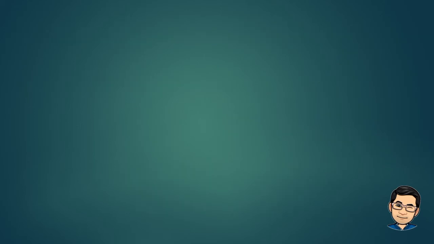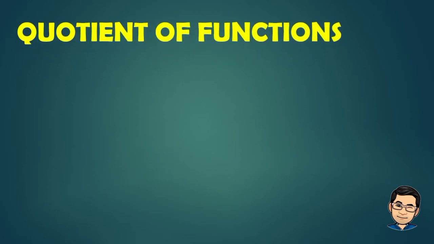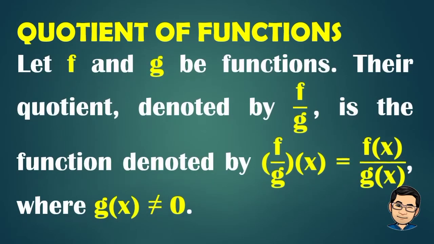Okay? Last but not the least, quotient of functions. Let f and g be functions. Their quotient, denoted by f over g, is the function defined by the ratio of f and g of x is equal to f of x over g of x, where g of x should not be equal to 0. So, bakit meron siyang condition na g of x should not be equal to 0? It's because kapag naging 0 ang ating denominator, ang sagot natin ay undefined, indeterminate. So, wala tayong sagot.